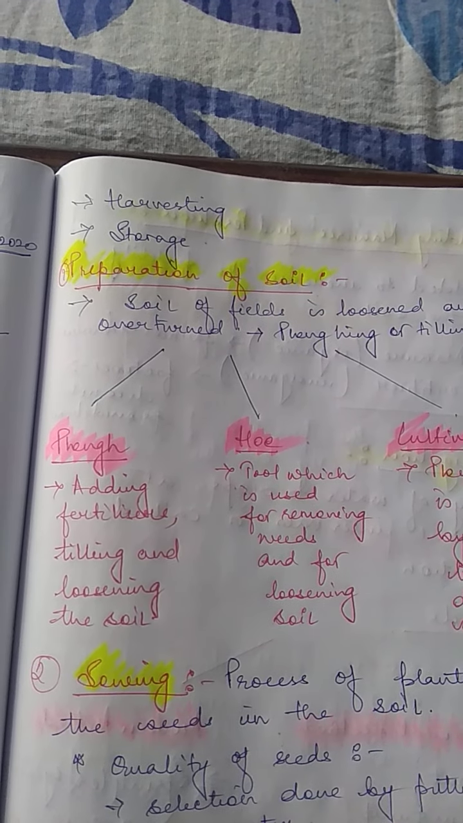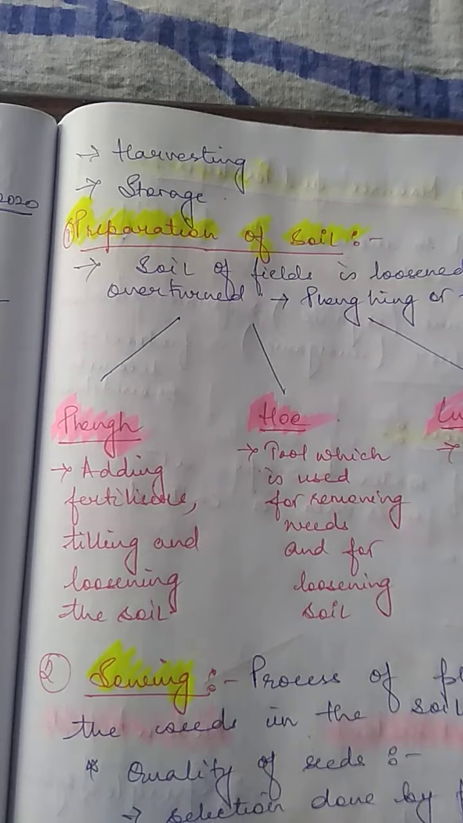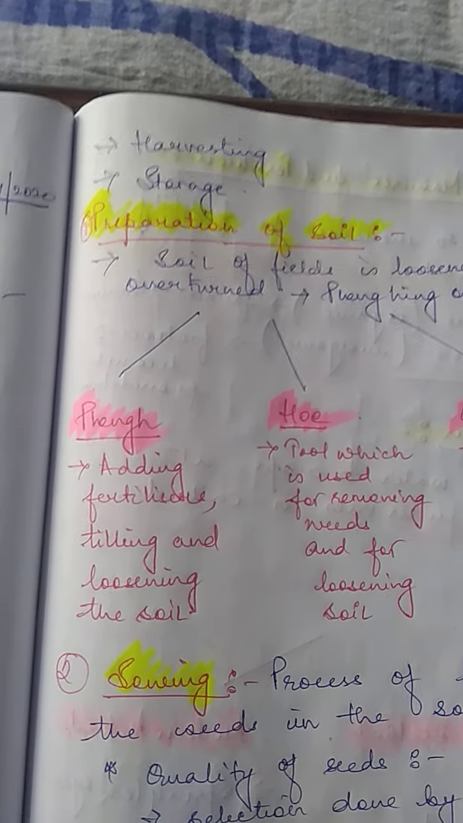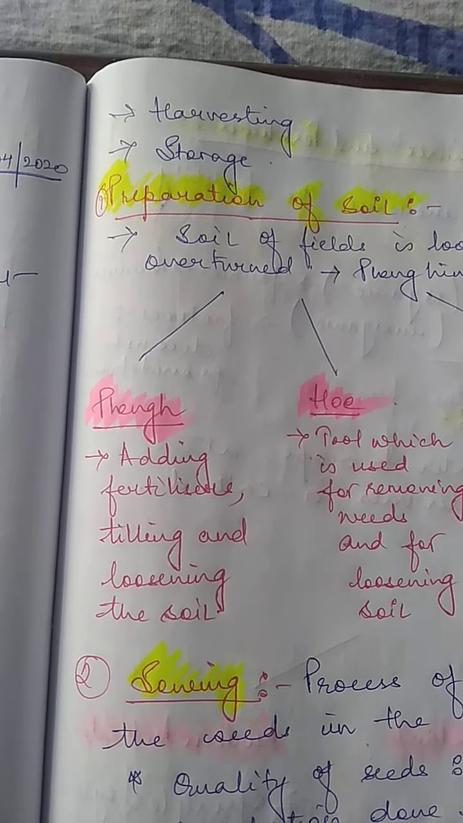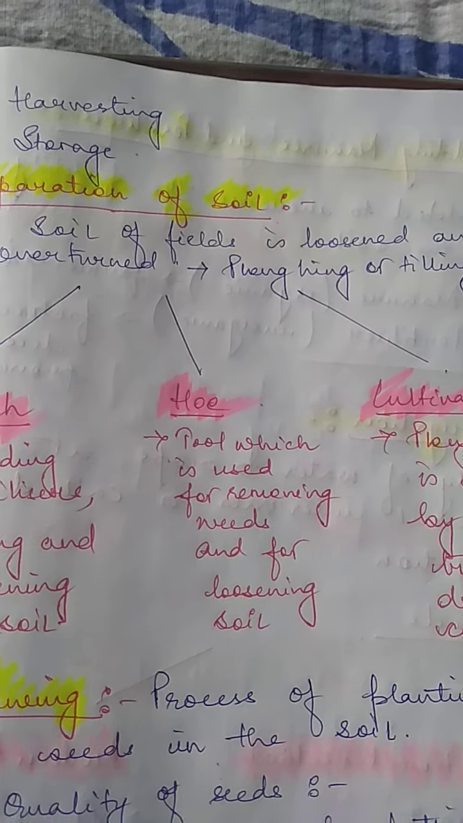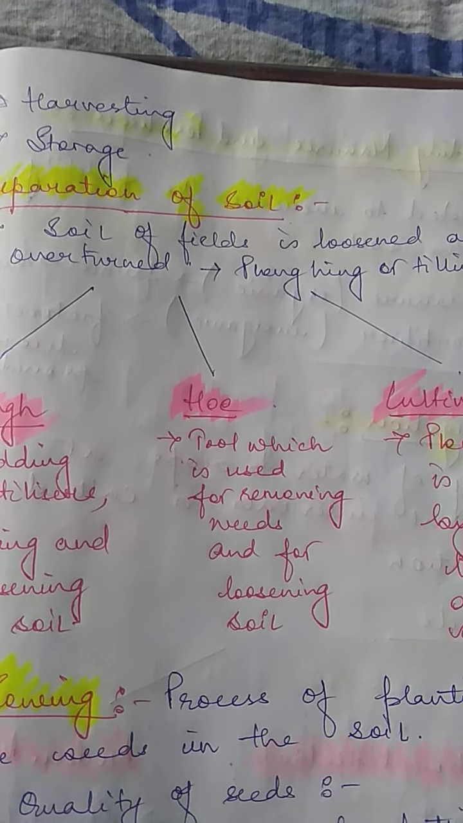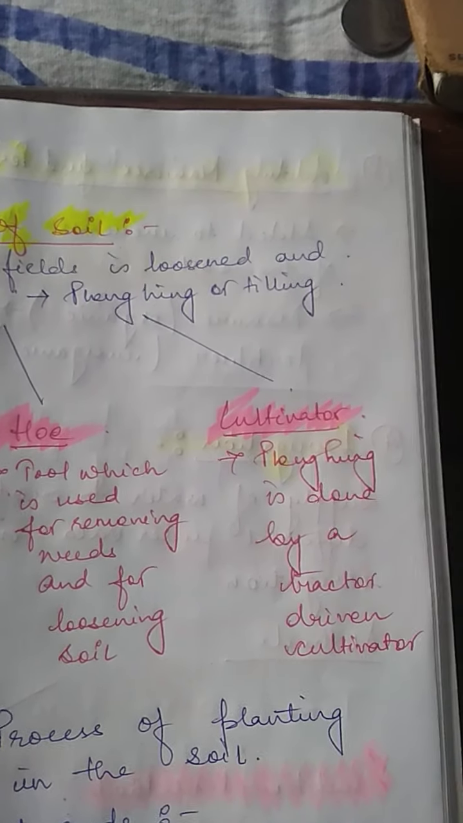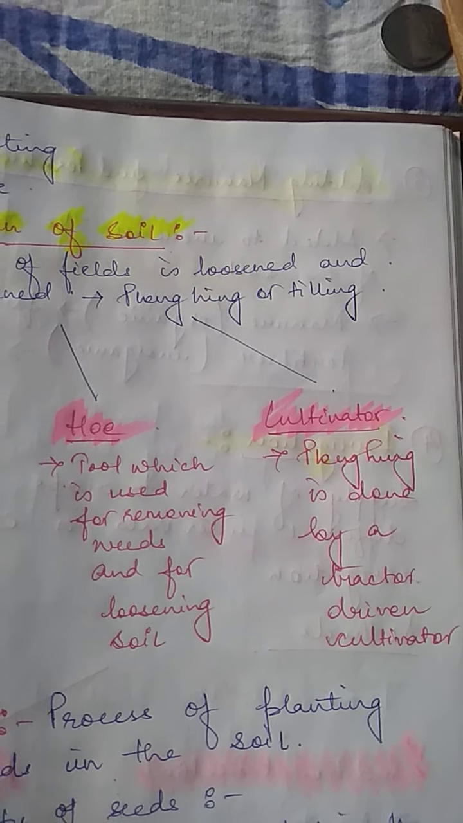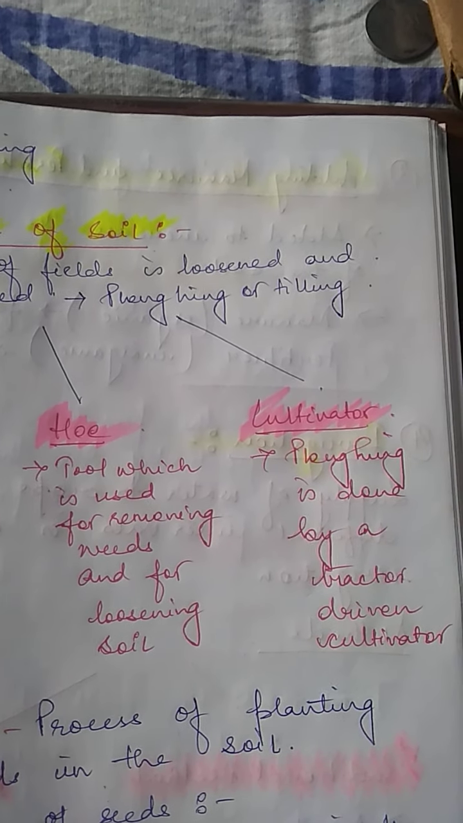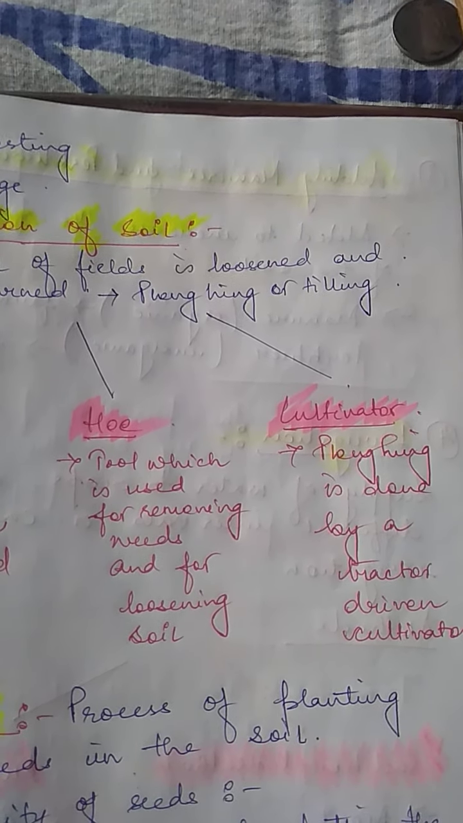There are some agricultural implements which are used for preparation of soil. One is a plow, which is used for adding fertilizers, tilling and loosening the soil. Next is a hoe, which is a tool used for removing weeds. Next is a cultivator. Plowing is done by a tractor driven cultivator. It's a modern technology where you use a machine for doing your work.